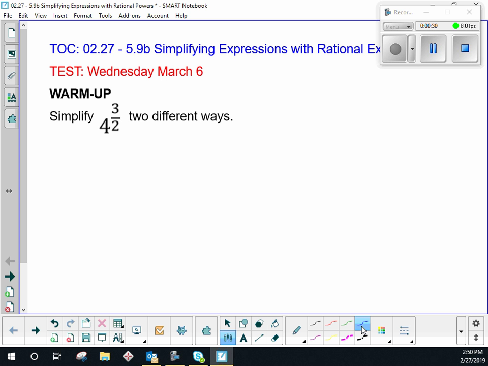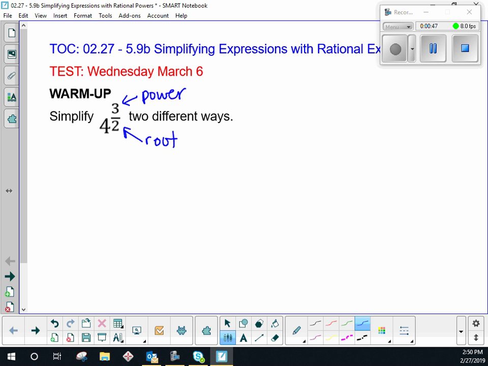And so we talked about how there's two different parts to that power. There's the numerator and the denominator. Which one of those is the root, the 3 or the 2? The 2. And the power is the 3.